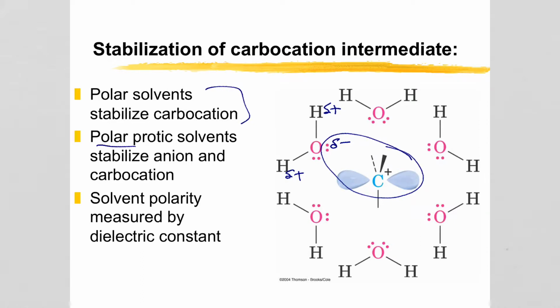And recall that polar protic solvents, the ones that can undergo hydrogen bonding, can also stabilize anions, which means that in this case they'll also be able to stabilize the leaving group, which is chlorine, which also helps increase the rate of the reaction. Solvent polarity can be measured by something called a dielectric constant, and basically the higher the dielectric constant, the more polar the solvent is.